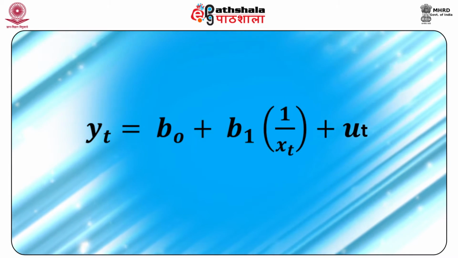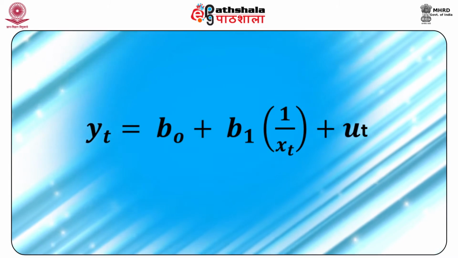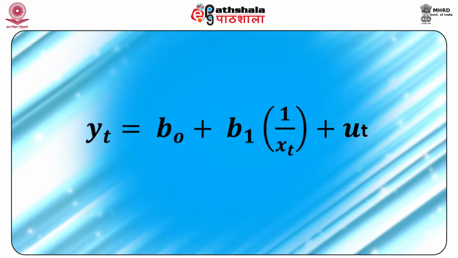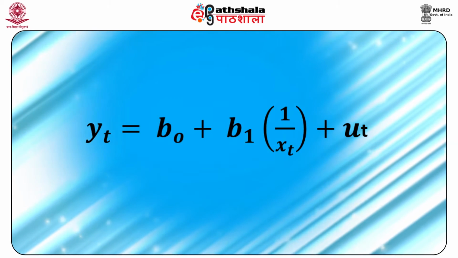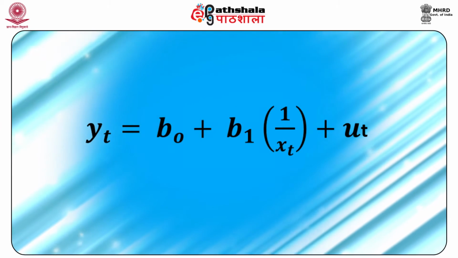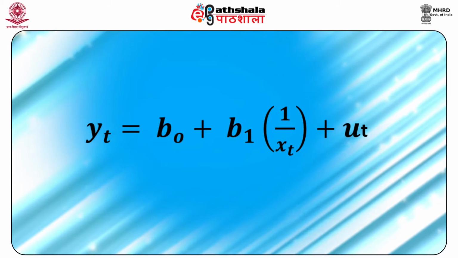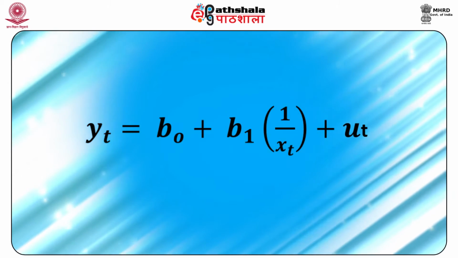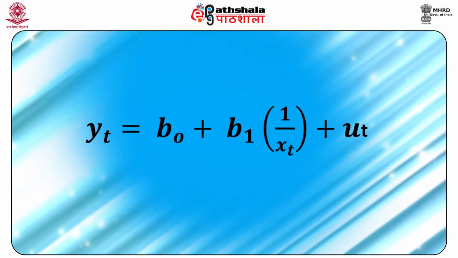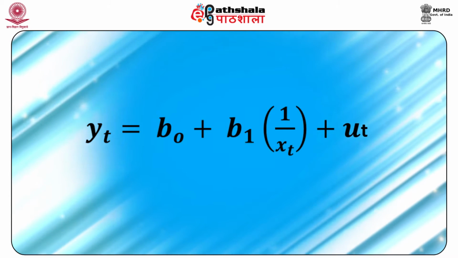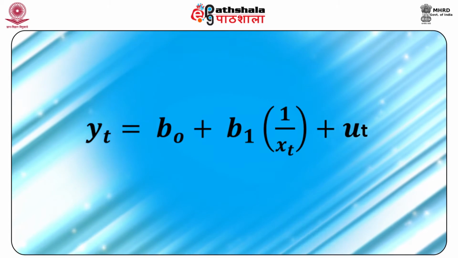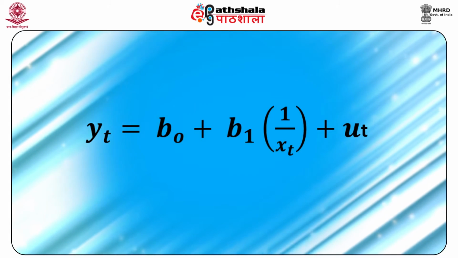Let's look at another model which is used in economic theory, and this model is known as the reciprocal model. A reciprocal model is given by yt is equal to b0 plus b1 into 1 upon xt plus ut. The above model is nonlinear in the variable xt as it enters reciprocally, but it is linear in parameters b0 and b1. As the independent variable xt increases indefinitely, the term b1 into 1 upon xt tends to 0, and the dependent variable yt approaches its limiting value b0.